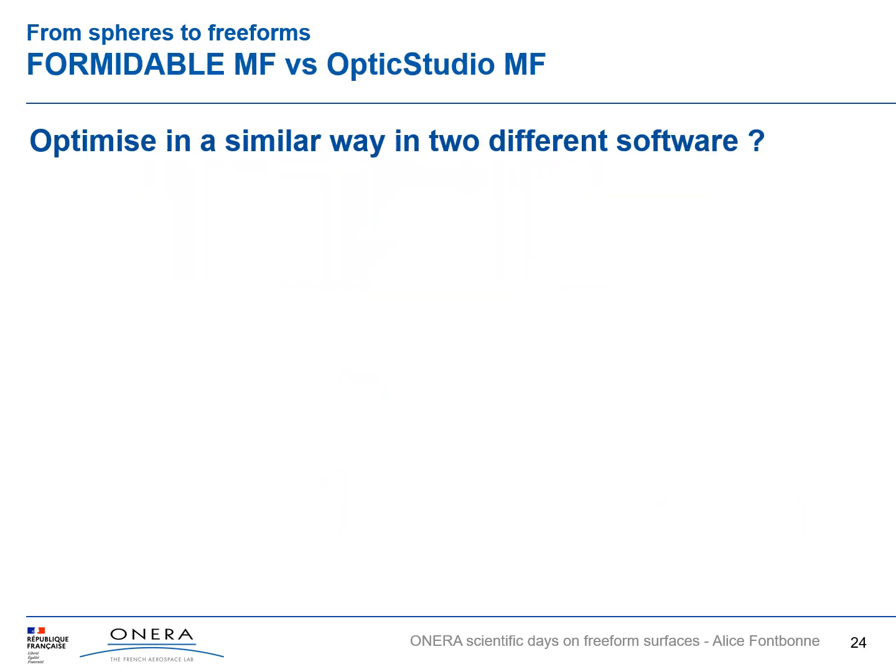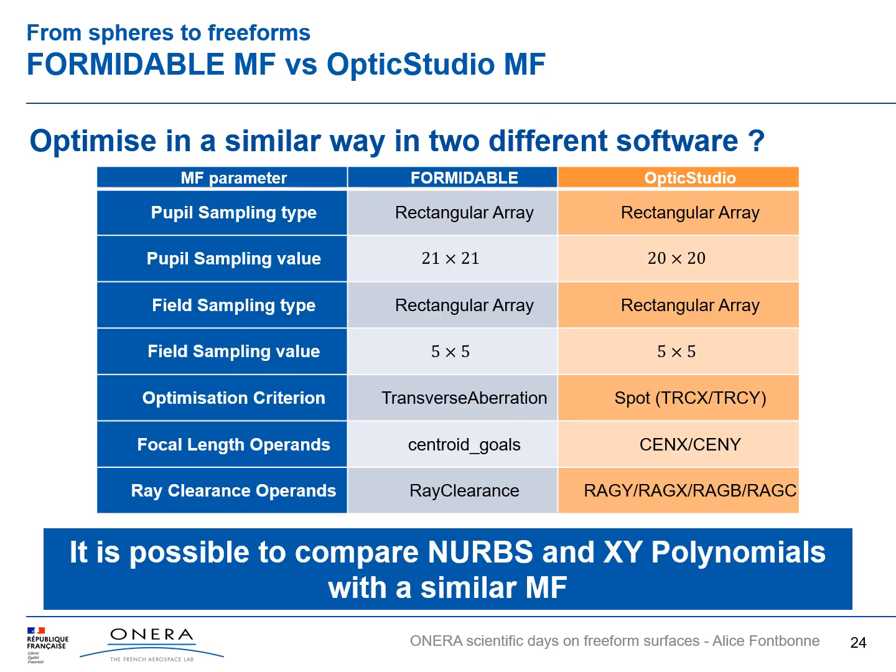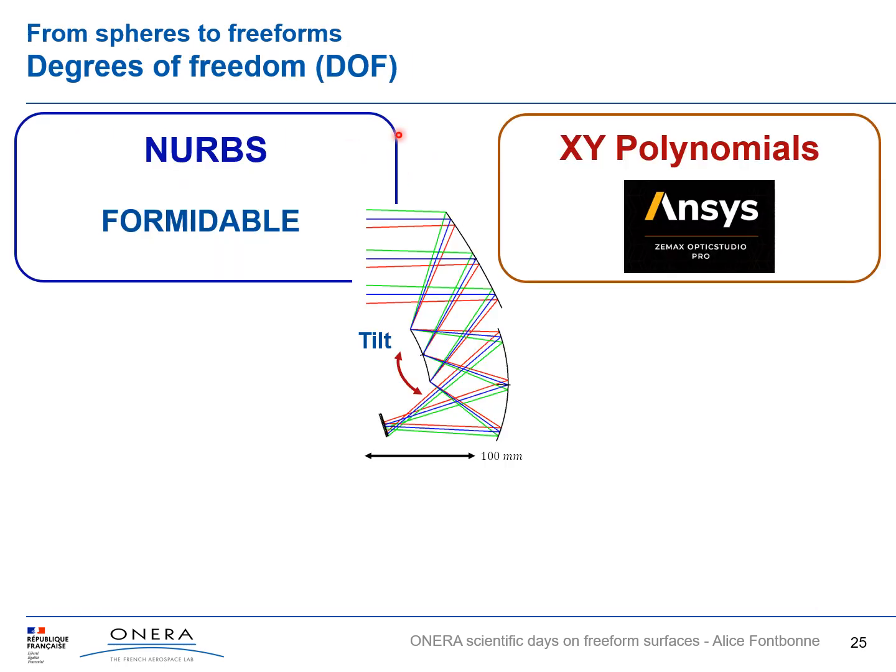So the question is, is it possible to optimize in a similar way in 2 different softwares? The answer is yes, and we have a complete comparison here. So it is possible to compare NURBS and XY polynomial with a similar merit function. And we will do that with NURBS here and with XY polynomials in ANSYS.